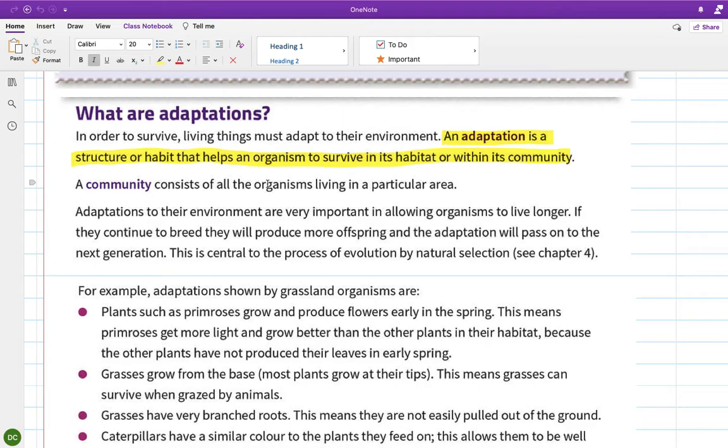I think it kind of says it there. So it allows the organism to live longer. They will continue to breed, and the adaptation will be passed on. And essentially this is the whole process of evolution by natural selection, so that the animals and plants that are capable of making the adaptations adapt better to the environment, live longer, breed more, reproduce more, and then those adaptations are passed on, and ultimately what you get is evolution. You get an improvement in the species over time.